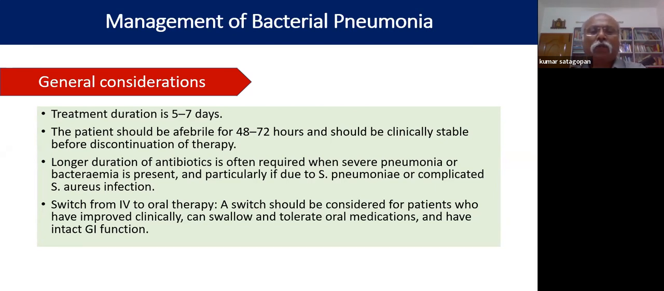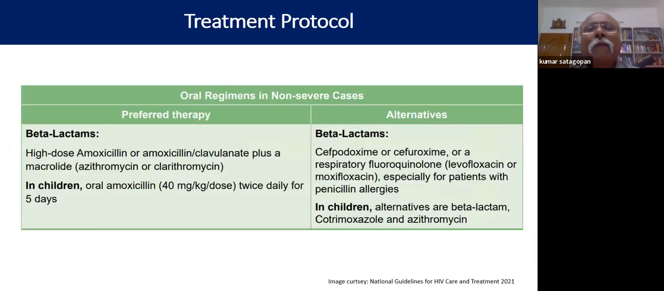Longer duration of antibiotics is often required when severe pneumonia or bacteremia is present, particularly if it's streptococcal pneumonia or complicated aureus infection. Switch from IV to oral, step down. It will be continued when clinically improved after 5 to 7 days, with oral antibiotic for another 10 days or 2 weeks. Next slide. So these are the general conditions for pneumonia.